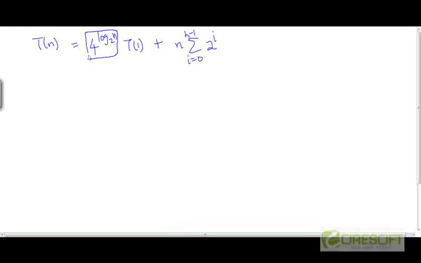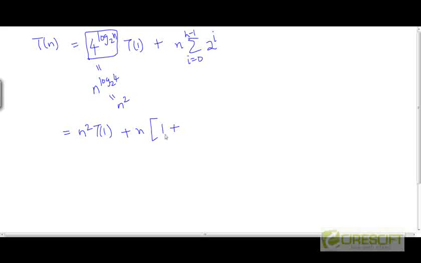Now this term, 4 to the power log of n base 2, is equal to n to the power log of 4 base 2. We can exchange 4 and n, and the value will remain the same. So this becomes n to the power log of 4 base 2, which is n squared. So T of n is n squared times T of 1 plus n times the sum of h terms.